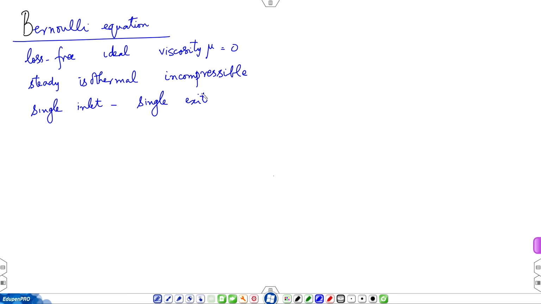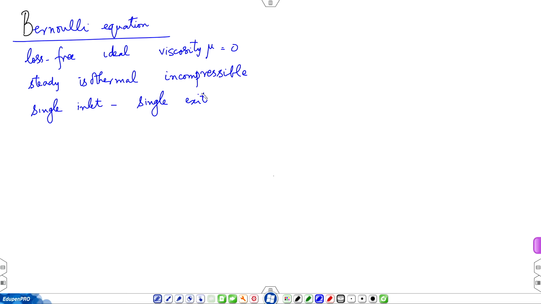So, a very special form of the energy equation: single inlet, single exit, steady, incompressible, isothermal, and a very drastic approximation called loss free. Flow is taken to be loss free, that is free of viscous dissipation, and that is equivalent to setting viscosity equal to 0. Such a flow, as opposed to real flow, is called ideal. Under these conditions the energy equation reduces to what is called Bernoulli's equation.